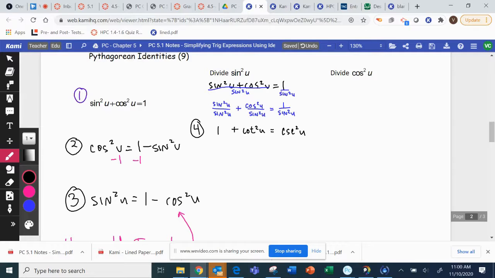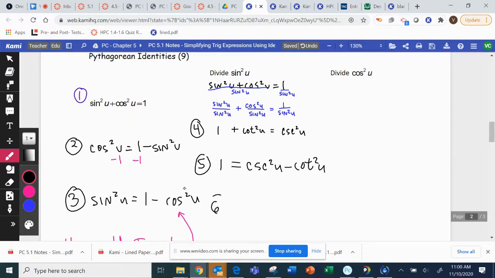I can also move stuff around. So maybe in number 4, I will take away cotangent squared from both sides. If I take away cotangent squared, I now have 1 equals cosecant squared u minus cotangent squared u. So if I ever have cosecant squared u minus cotangent squared u, I know that equals 1.